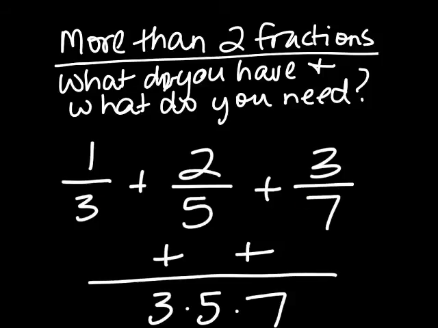So every fraction needs to include all 3 of these denominators. So what you're really asking yourself is, which one do you have and which ones do you need? So for the first fraction, I have a 3 in the denominator, which I have, but I also need a 5 and a 7. So I'm missing a 5 and a 7. So that's what I'm going to multiply that numerator by. So 1 times 5 is 5, times 7 is 35.